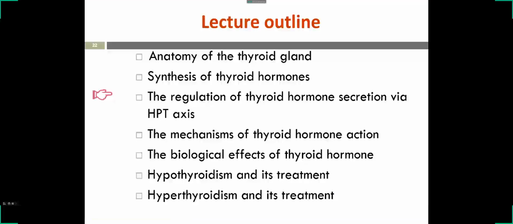Okay, so we talked about the anatomy of the thyroid gland. Remember, it's this butterfly shape, with left and right lobes. It's got these circular follicles with the colloid inside. It's got these C cells and blood vessels in between the follicle cells.